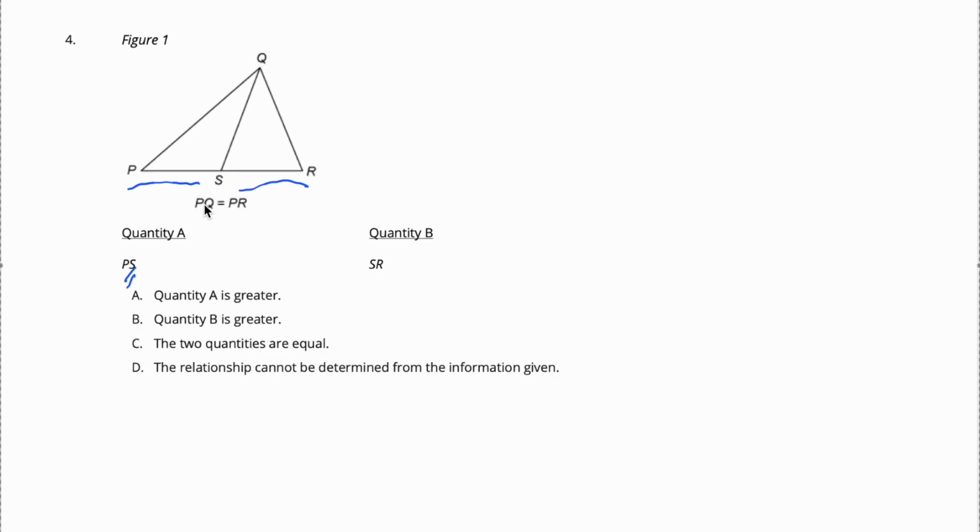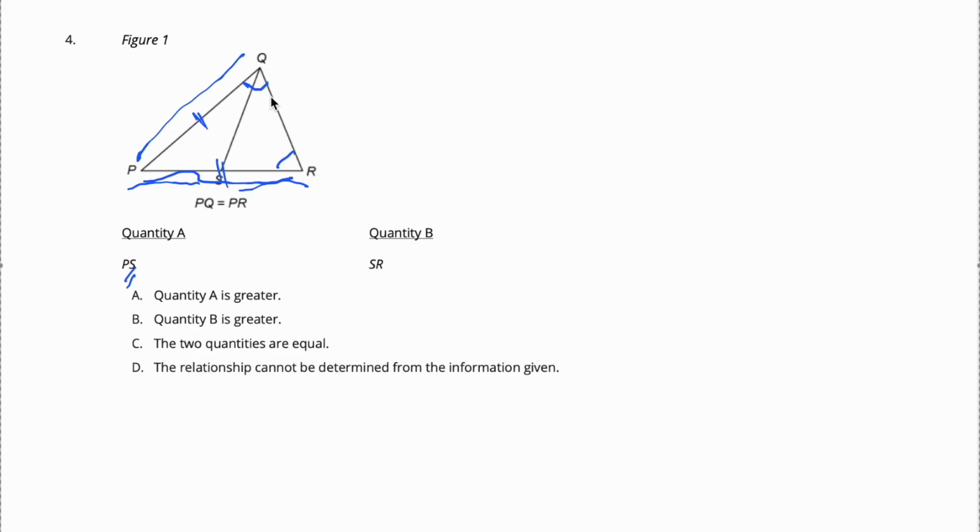And we are given that PQ is equal to QR. PQ is equal to QR. But this distance is equal to this distance, which means that these two angles should be equal because it is an isosceles triangle.